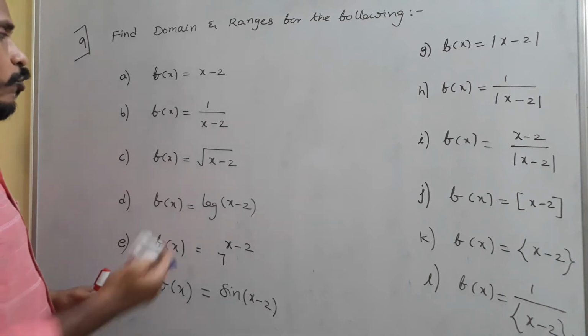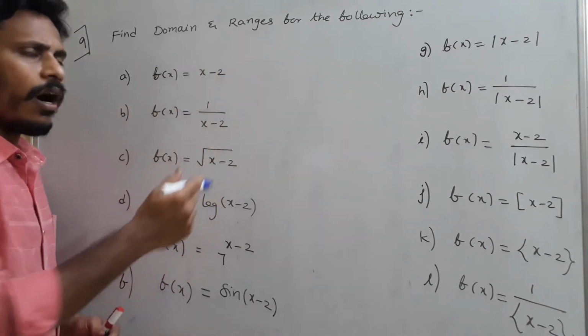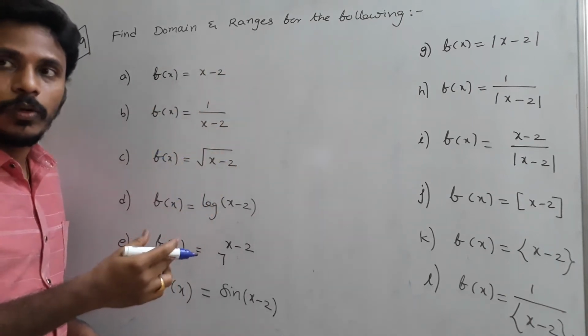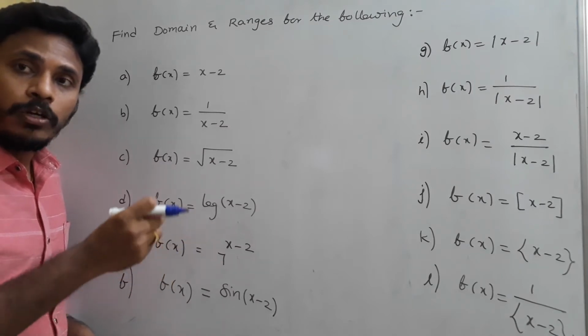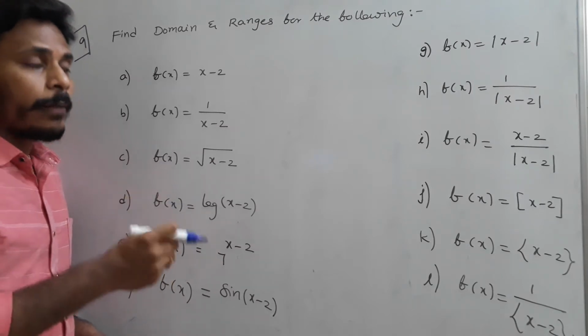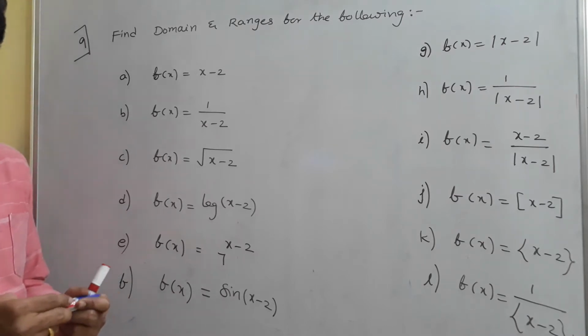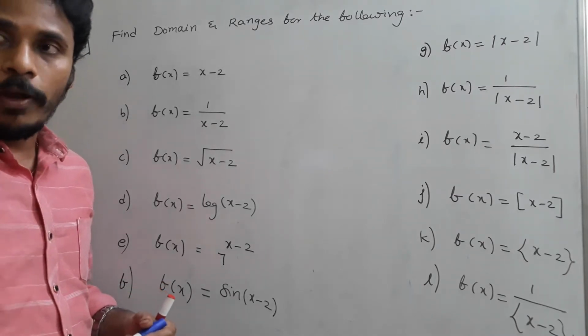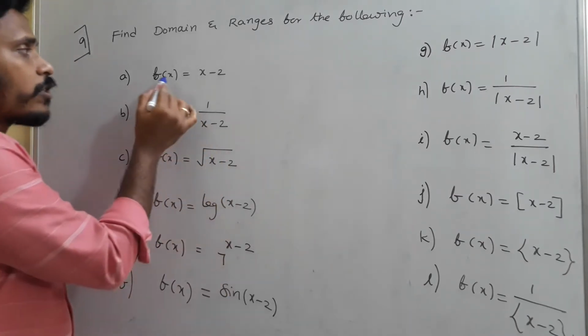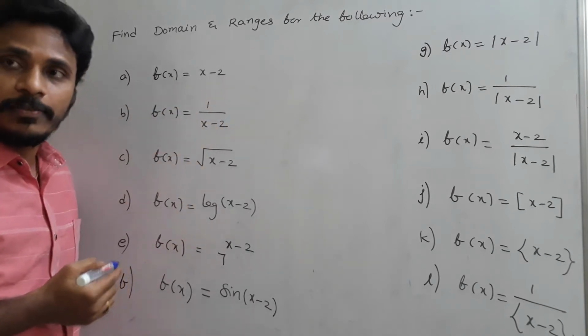to x minus 2. All these functions are from real numbers to real numbers actually, and we need to find out a proper subset of the real numbers to select to fix the domain. Okay, you just look there. The first function is f of x is equals to x minus 2.